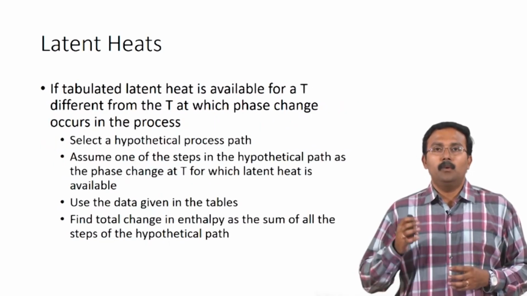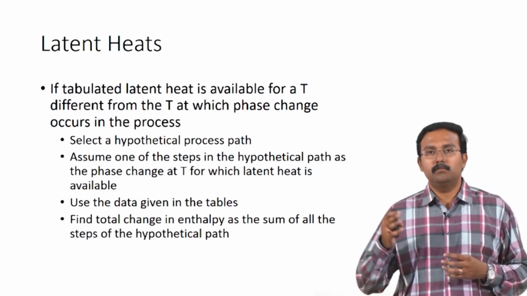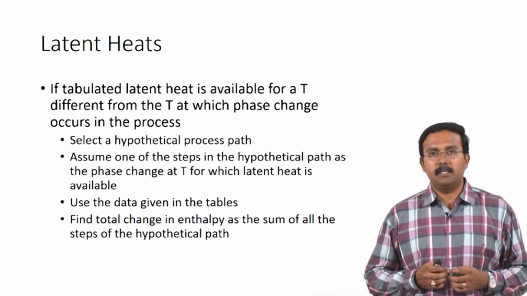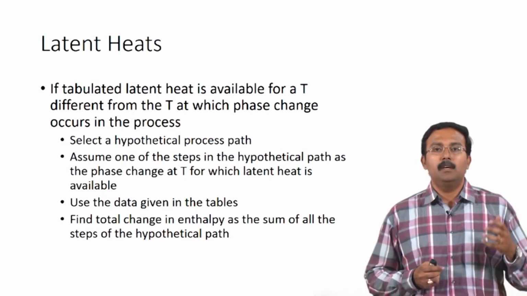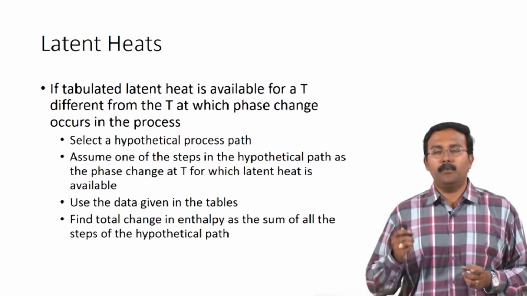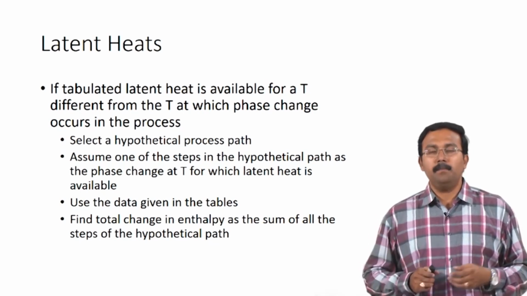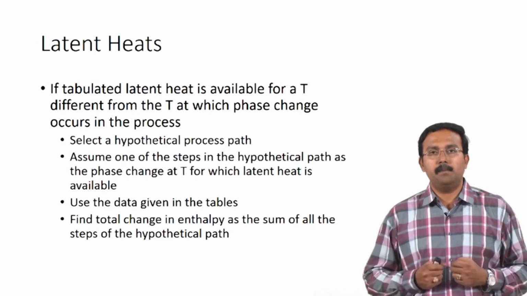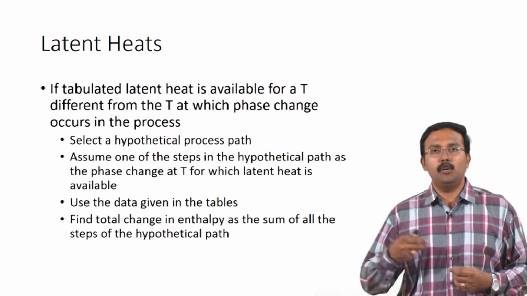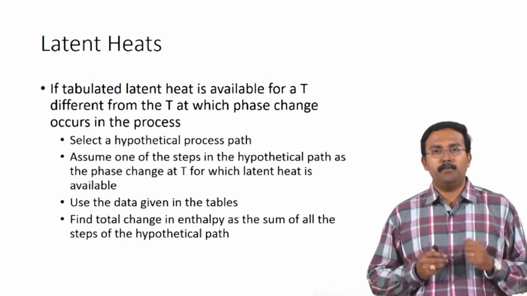As I was explaining, you would want to use the tabulated latent heat, which is available for specific temperatures, and if the process itself is happening at a different temperature, then you would build a hypothetical path. One of the steps in the hypothetical path would have to be the phase change at the temperature for which the latent heat is available. Then you can use the data given for that particular step, and for the other hypothetical steps in the process, you would calculate the change in enthalpy using either integral Cp dT or V̂ ΔP, or assuming it to be 0 and so on, depending on the type of process which is happening.